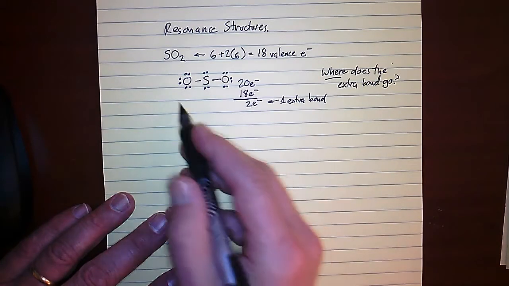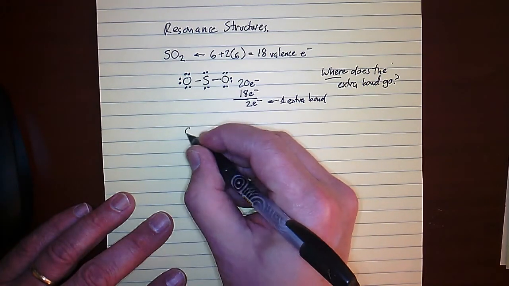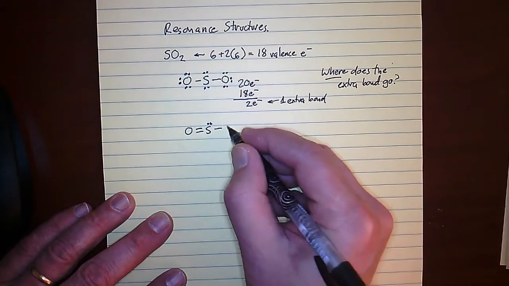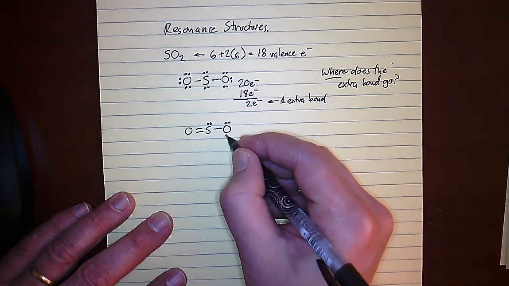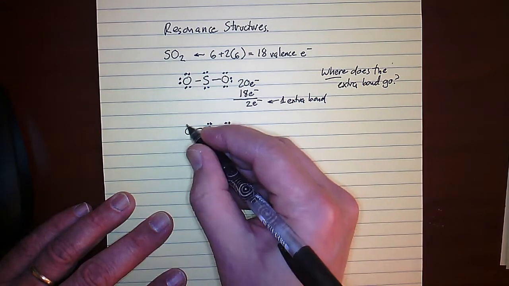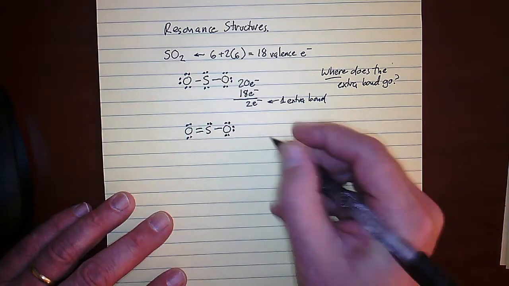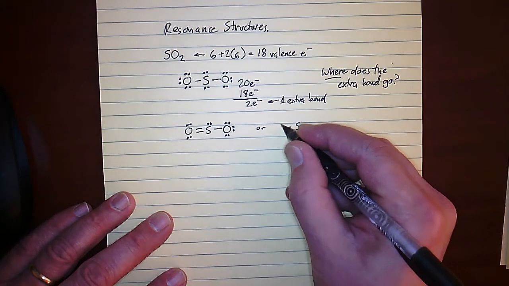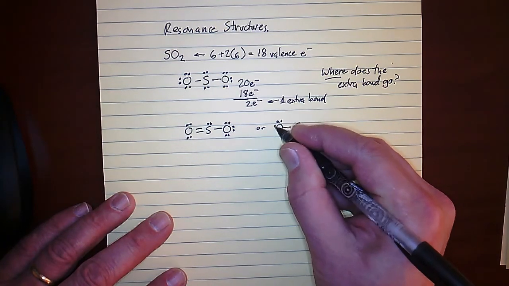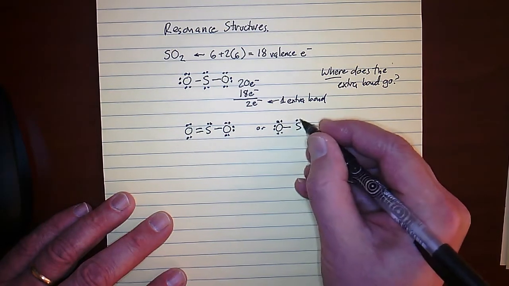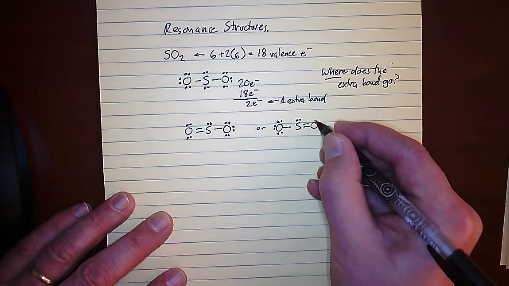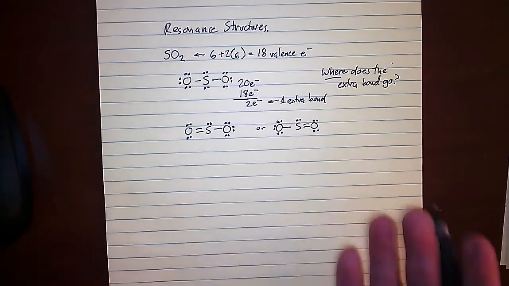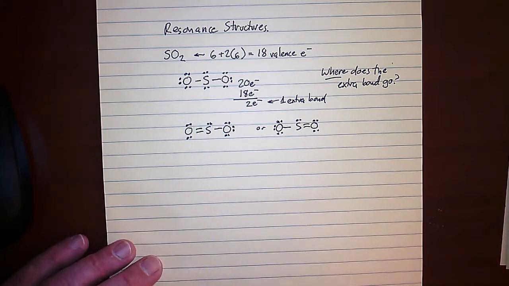Well, we could draw it on the left. We could have something like this: O double bond S, extra pair of electrons, fill in our octets, right, top and bottom. Or we could have this. So the bond could be in either of 2 places, right?